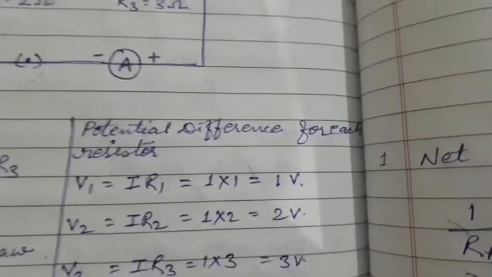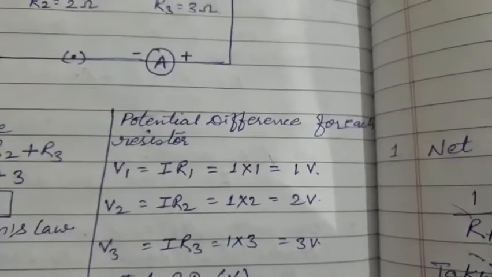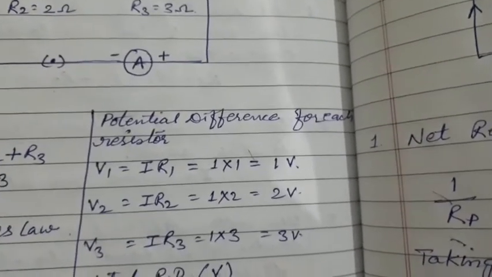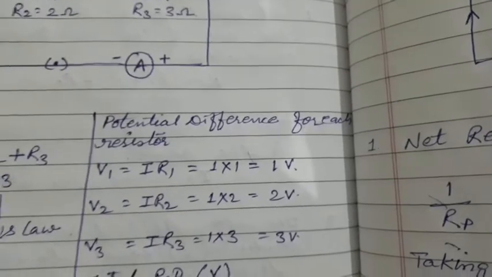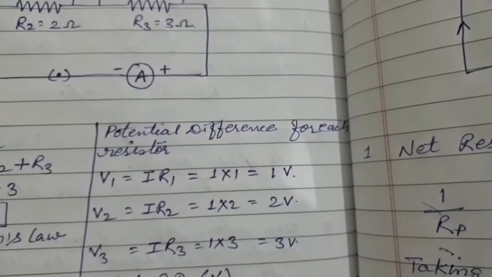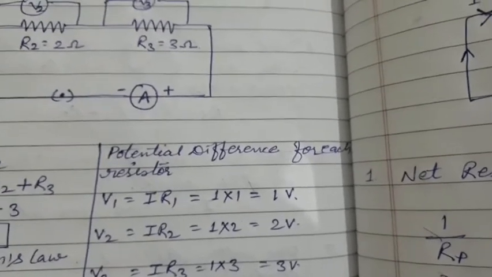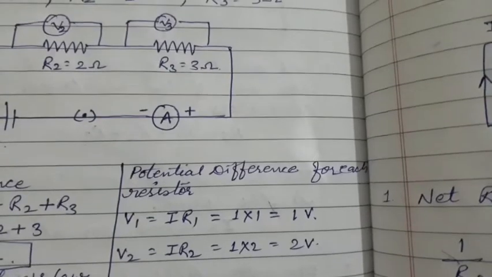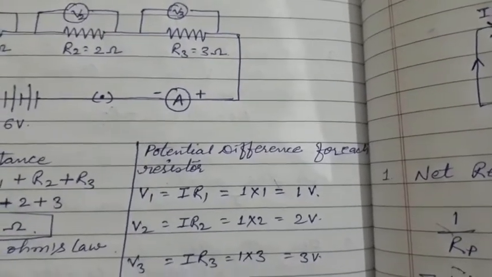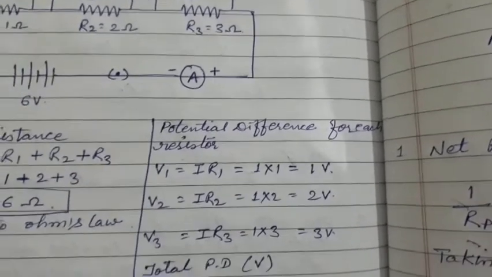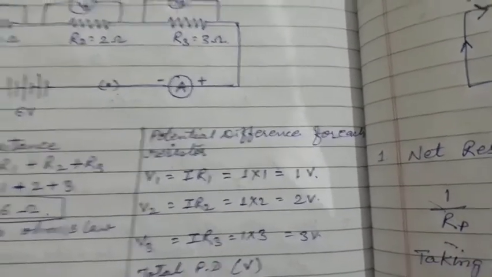Now the potential difference, as I told you, in a series combination is different, according to the resistance. So V1 is equal to IR1, the value of I is 1 and the value of R1 is 1, so the voltage across the first resistance is 1 volt, and in the same way we will calculate V2 and V3.